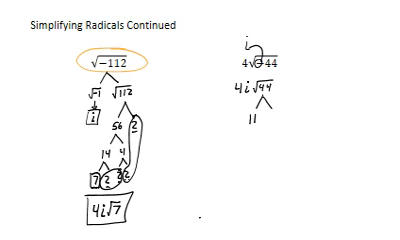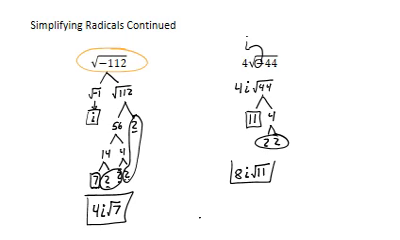44 splits up into 11 and 4, and the 4 splits up into 2 and 2. I've got a pair of 2's, so a 2 comes out. I've already got a 4 out here, so 4 times 2 is 8. So I have 8i on the outside times the square root of, I've got this 11 left underneath. So that simplifies to 8i times the square root of 11.